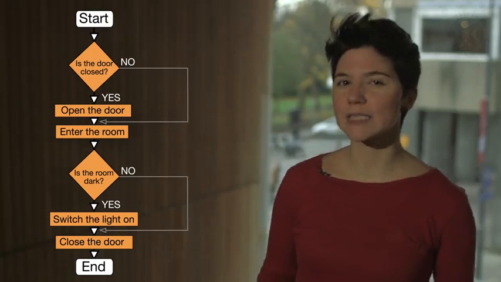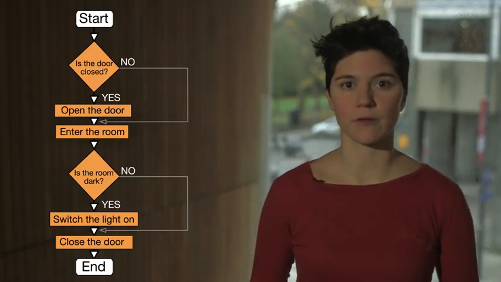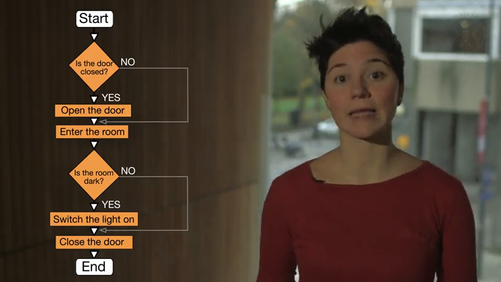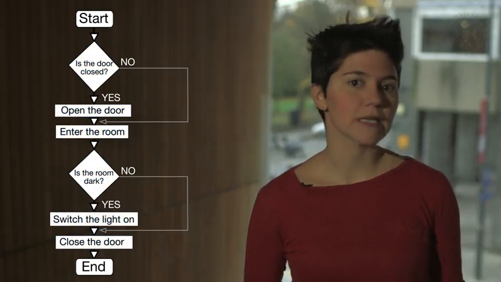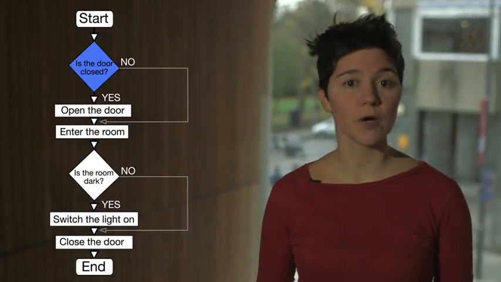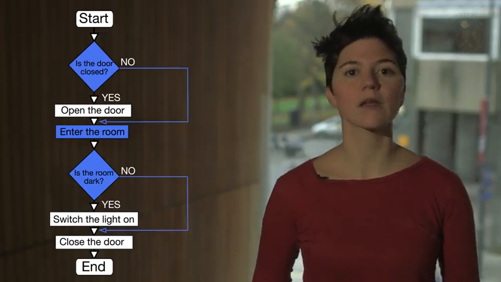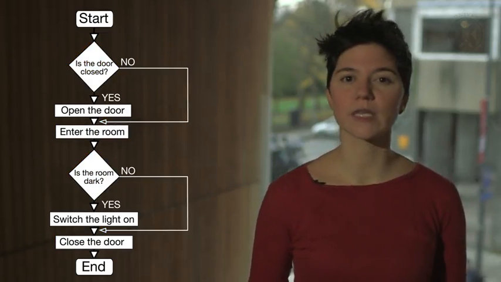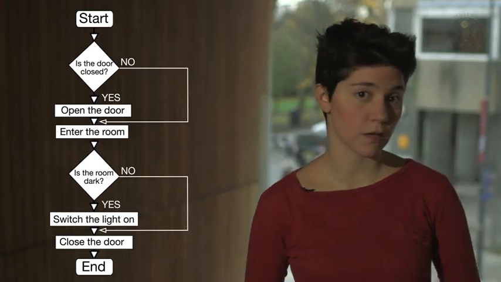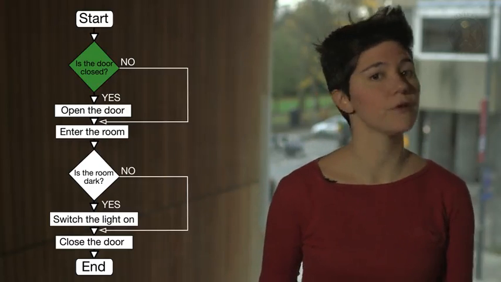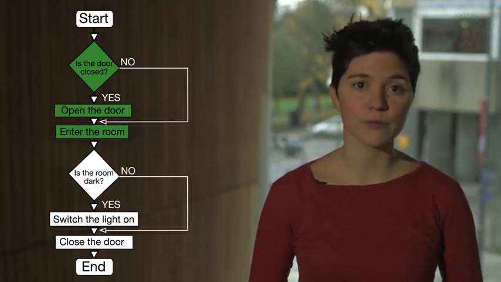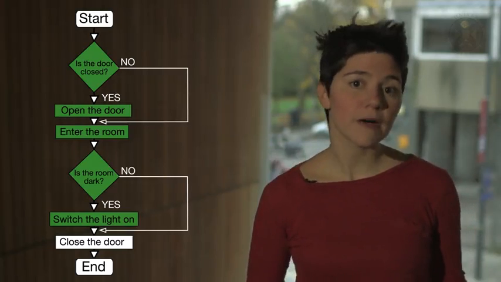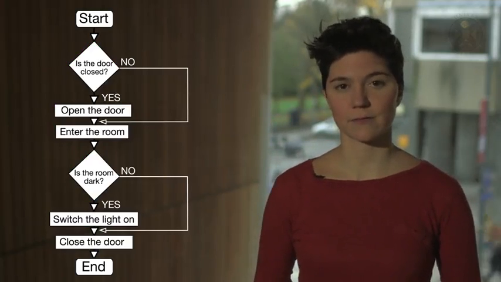You can see that there are several different execution paths for this algorithm, depending on the state of the door and the lights. For instance, in the case where the door is open and the room is bright, we simply enter the room and close the door behind us. Another execution path involves the case where the door is closed and the room is dark. In that case, we first open the door, we then enter the room and switch on the light, and finally we close the door behind us.